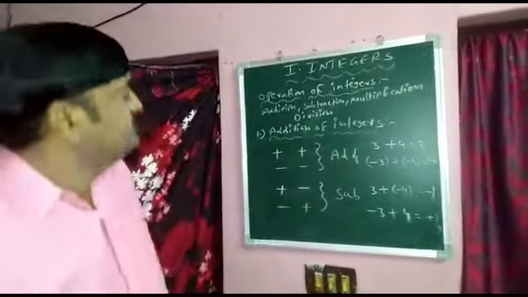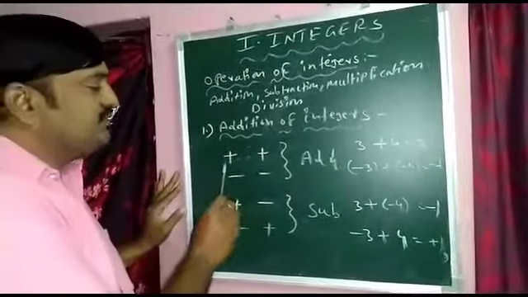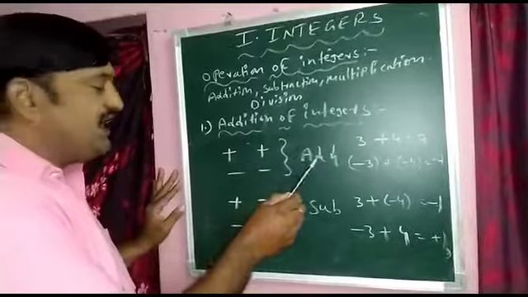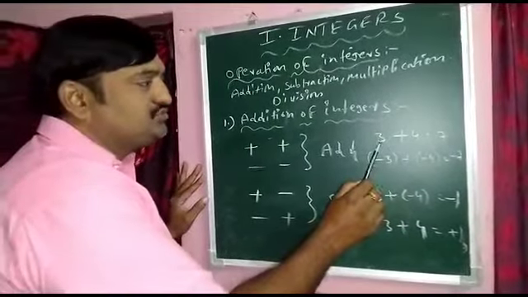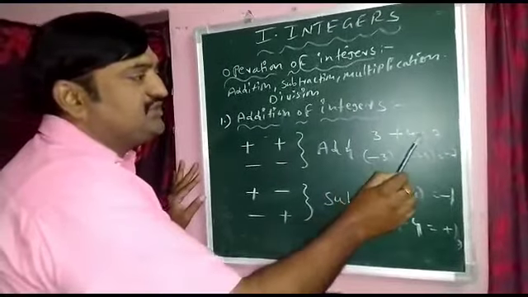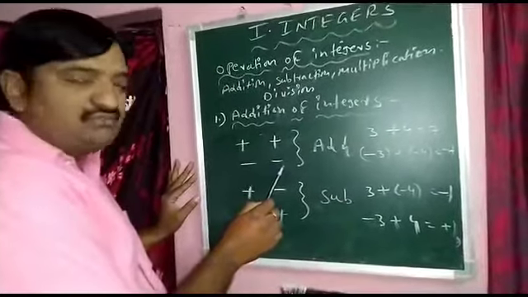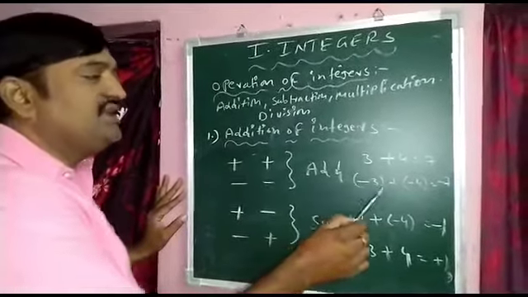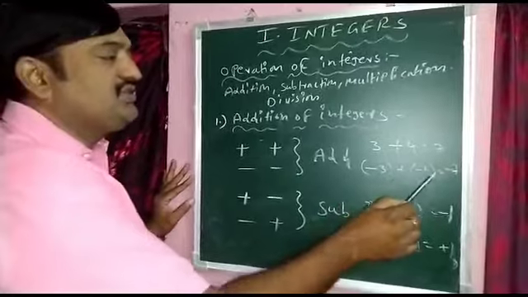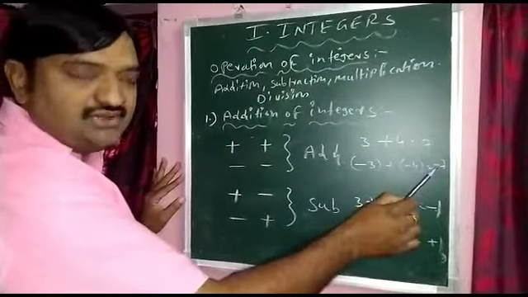Addition of integers means that if any two positive numbers are there, you must add them. See here, positive 3 and positive 4. These two must be added. 3 plus 4 is equal to 7. Any two negative numbers also you will add. Minus 3, minus 4. 3 plus 4 is 7. This is negative, that's why you will write a negative number.